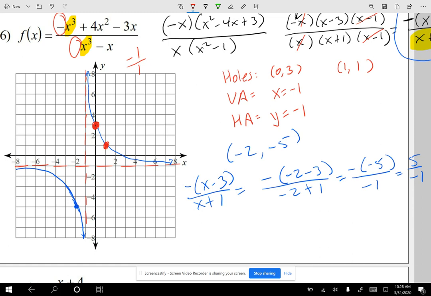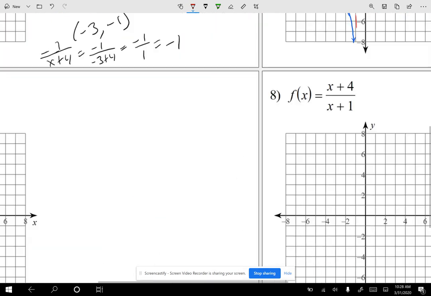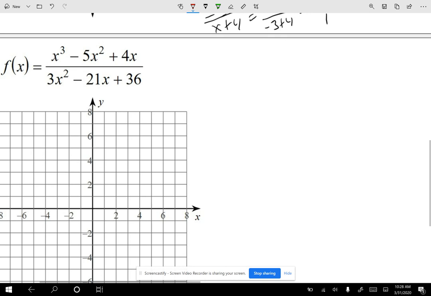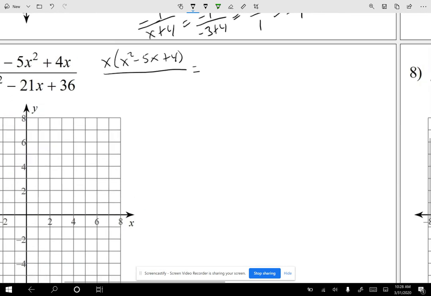All right, let's take a look at number 7. First, let me factor things out. Looking at the top, let me factor an x. So it's going to give me x squared minus 5x plus 4. So I'm going to have an x. Now, x squared minus 5x plus 4, let me factor that as x minus 1, x minus 4.